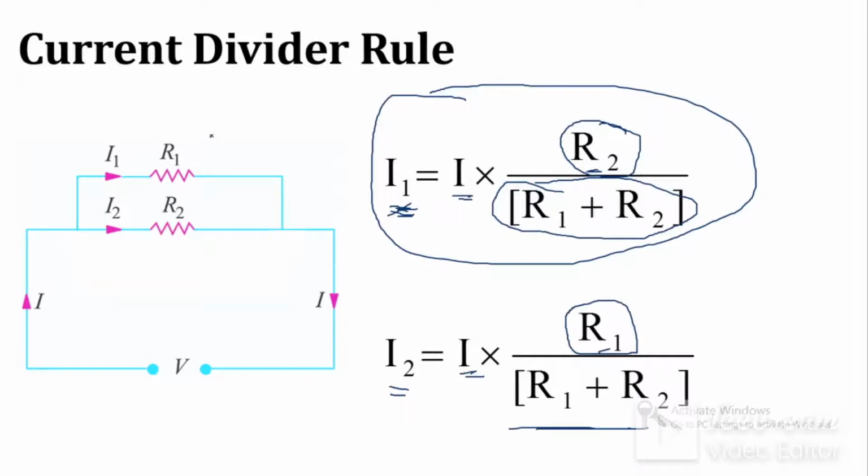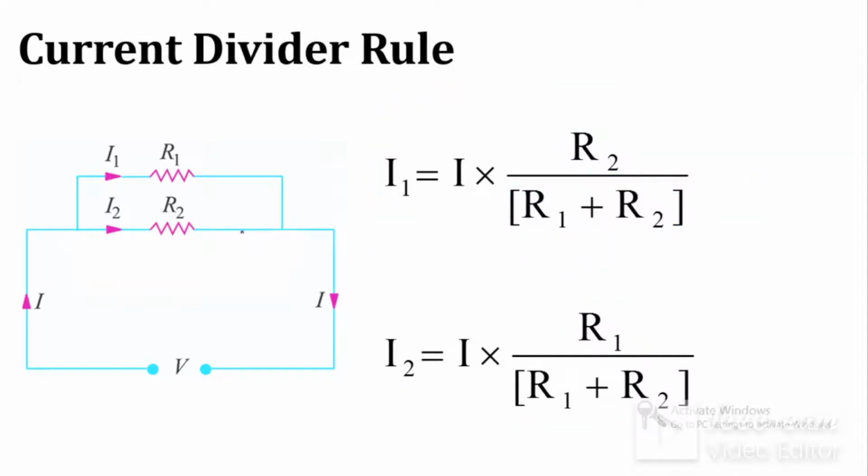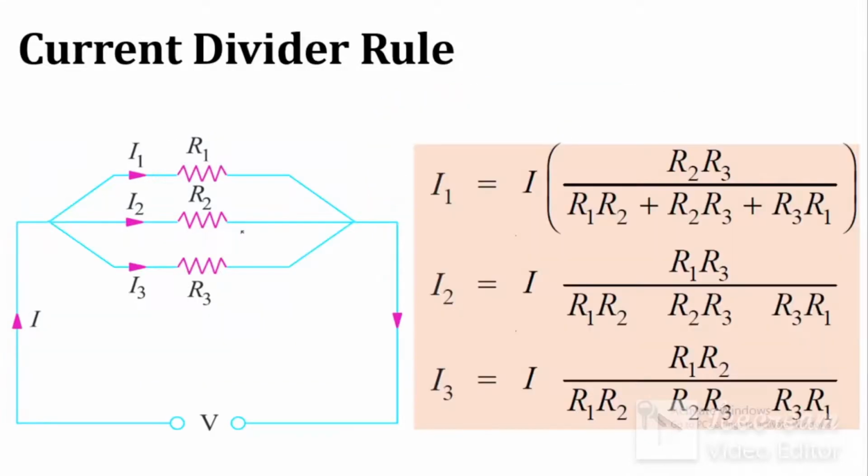Now this is the case when there are two resistances in parallel. Now let's see if there are three resistances in parallel. So I have to find out I1, I2 and I3. Let's consider I1. So I1 is equal to the total current I. Now as I said, we have to multiply the opposite branch resistance. So if I want to find out the current I1, then I have to multiply R2 with R3.